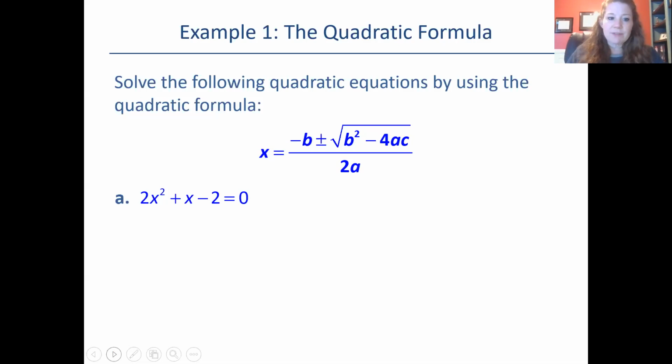So the first thing we have to do is identify the letters A, B, and C. A is always the number being multiplied by x squared, so our A is 2. B is always the number being multiplied by x to the first power, which in this case is 1. And C is always your constant, and in this case it's -2.